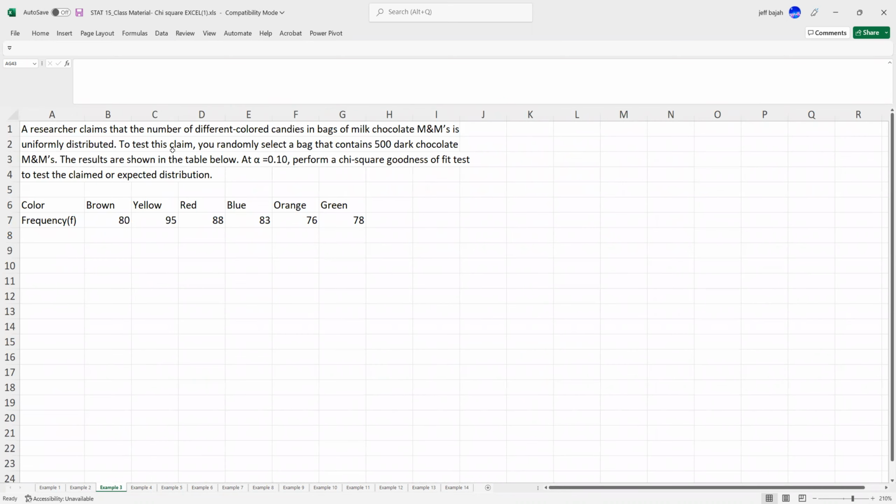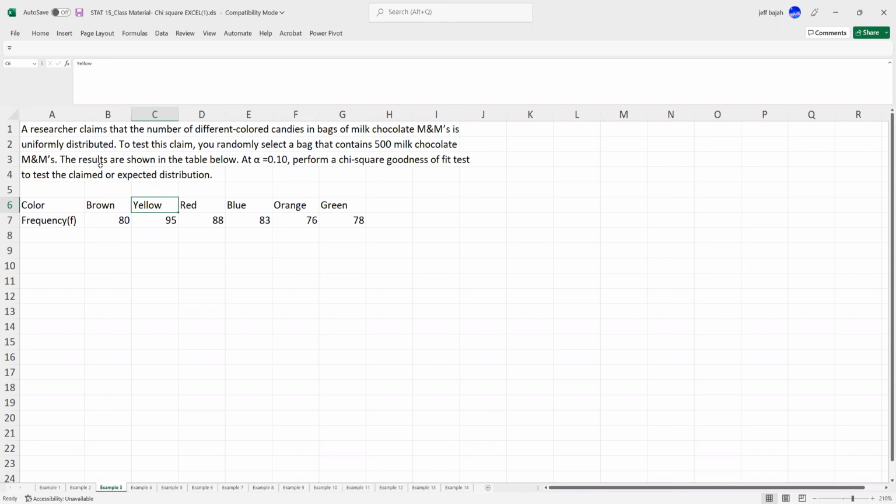In this example, a researcher claims that the number of different colored candies in a bag of milk chocolate M&Ms is uniformly distributed. So the researcher said that they are usually uniformly distributed. When you buy a bag of M&Ms, you get the same number of each color: brown, yellow, red, blue, green, orange.